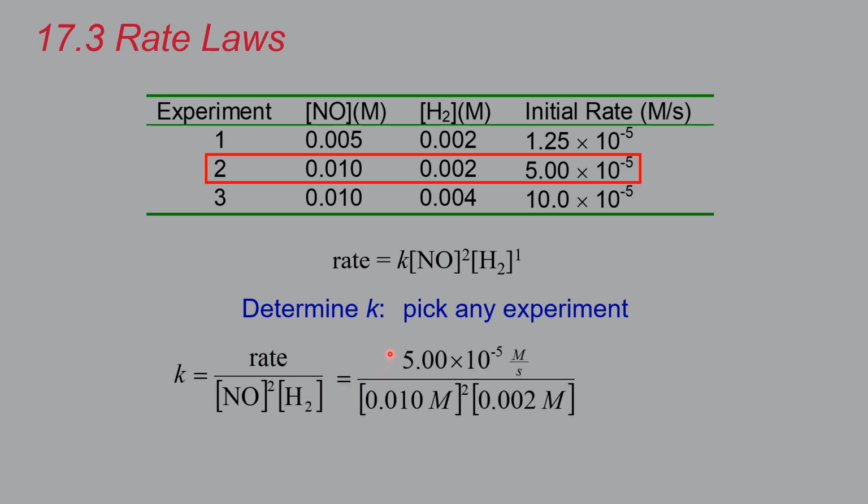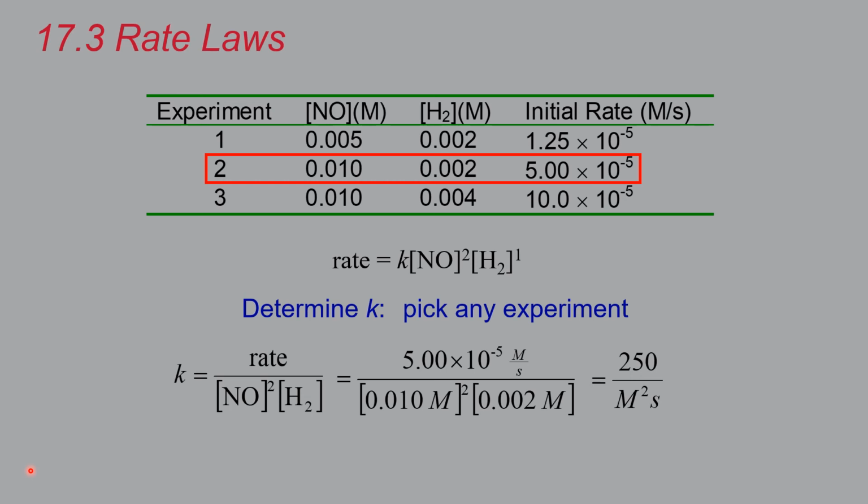So we've got 5 times 10 to the negative 5th molar per second divided by 0.01 molar squared and 0.002 molar. Don't forget to square it. That's one of the most common mistakes. And if you do that, you get a rate constant of 250 inverse molar squared inverse seconds.